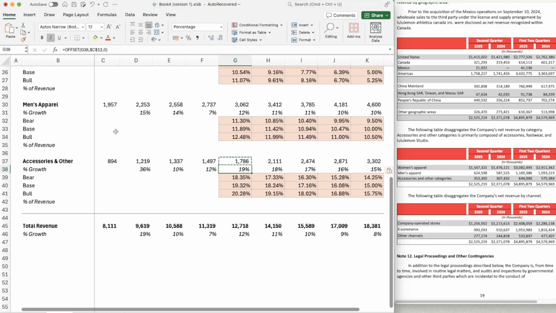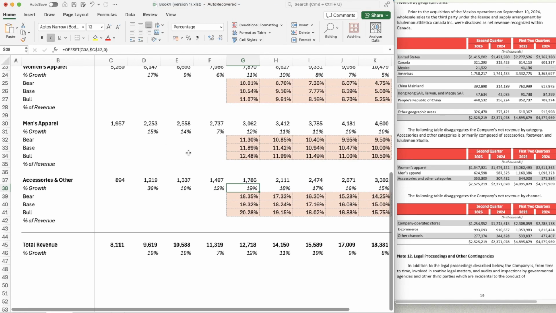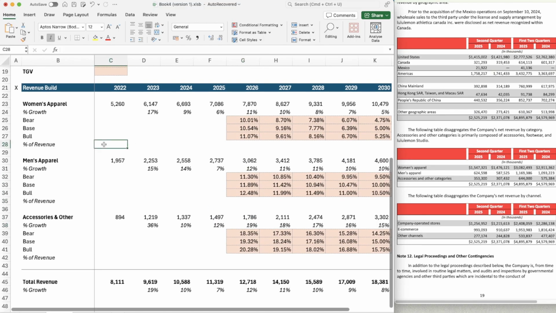Okay. Now, as we said, we want to also look at what each category is as a percentage of total revenue. So we go onto that row, and we take the women's apparel revenue and divide it by total revenue. So that is 65%, and we can see how this can trend over time.